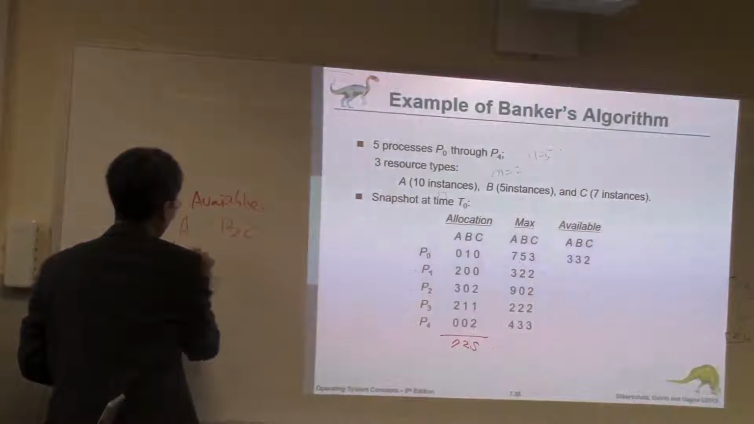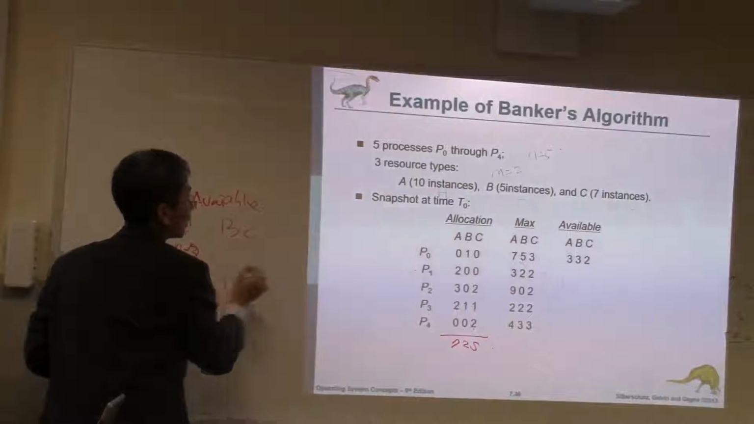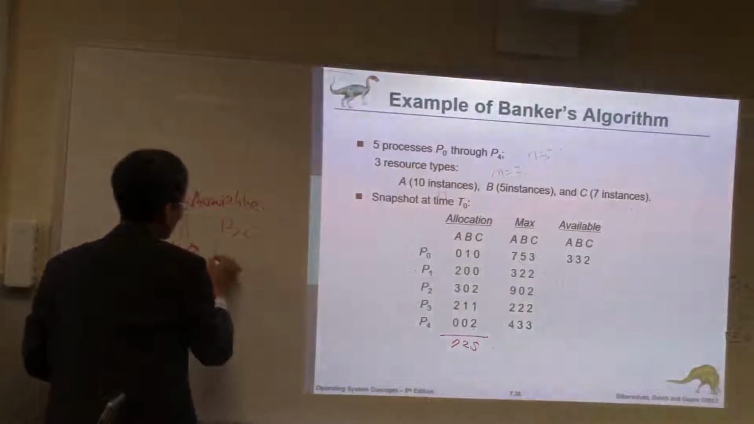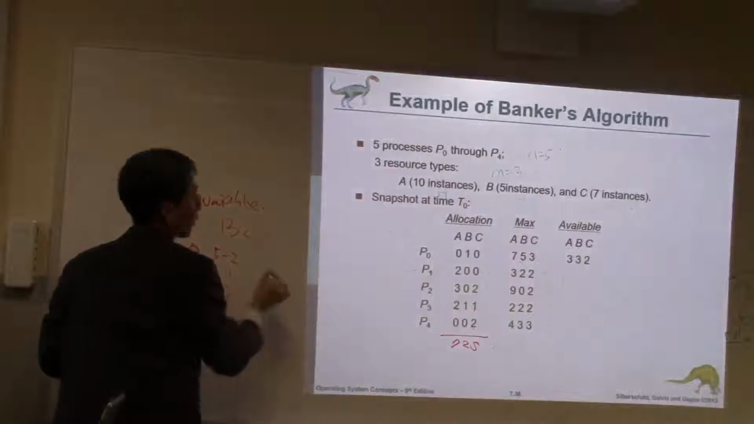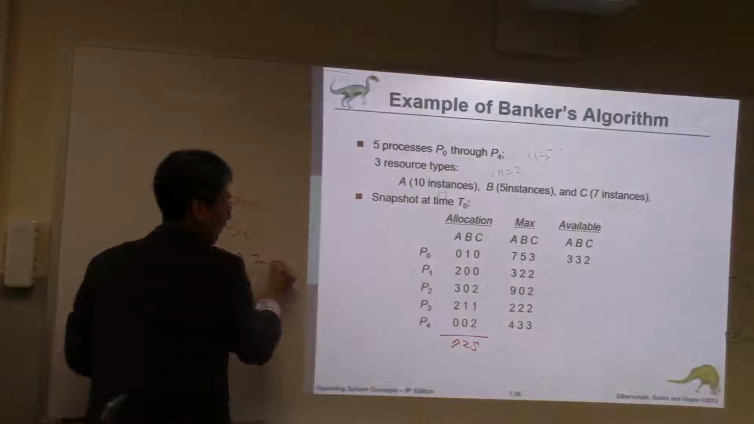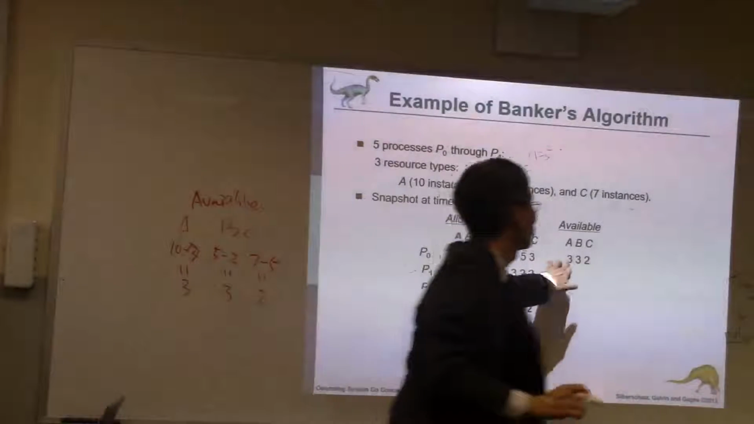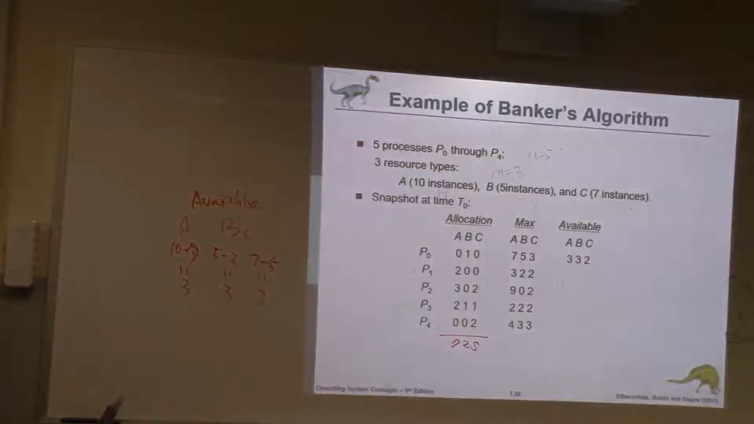10 minus 7 is 3. And B, 5 minus 2, 3 is available. And 7 minus 5, 2 of them. So 3, 3, 2 is currently available. And this is the current status.